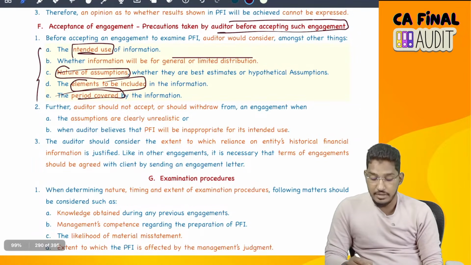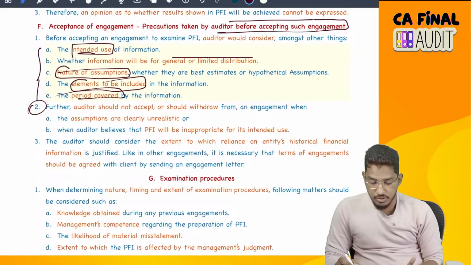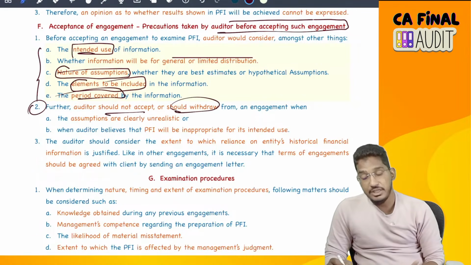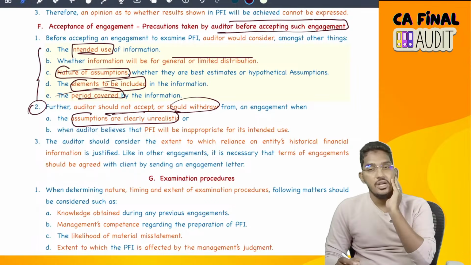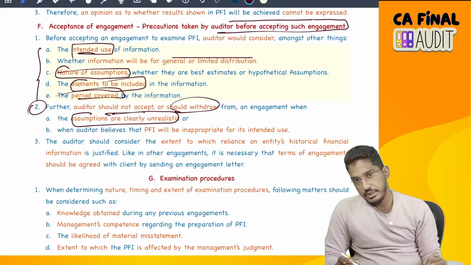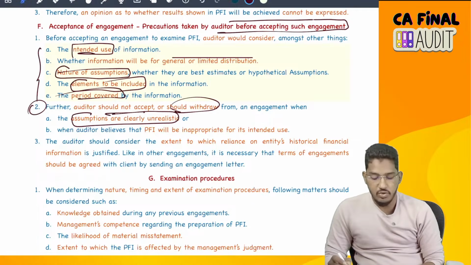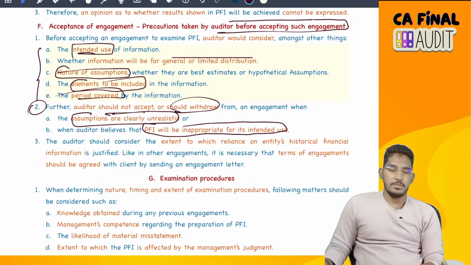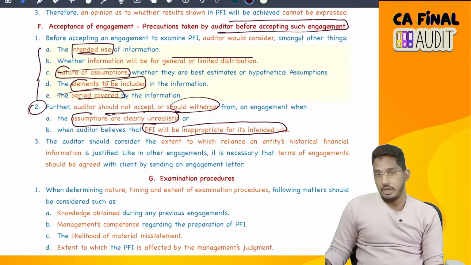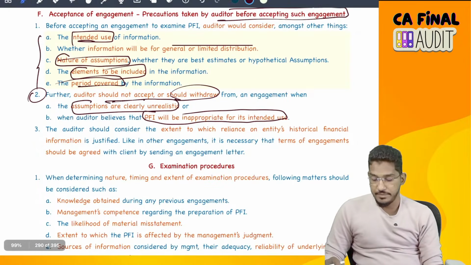And further, and this point is important, the auditor should not accept, or if he has accepted, he should withdraw, when the auditor feels that the assumptions are clearly unrealistic, completely baseless assumptions they are using. If you know it well in advance, don't accept it. After acceptance, if you got to know about it, withdraw from the engagement. And also, if you believe that prospective financial information will be inappropriate for its intended use, that means they are going to misuse this prospective financial information after my report, then also withdraw from the engagement.